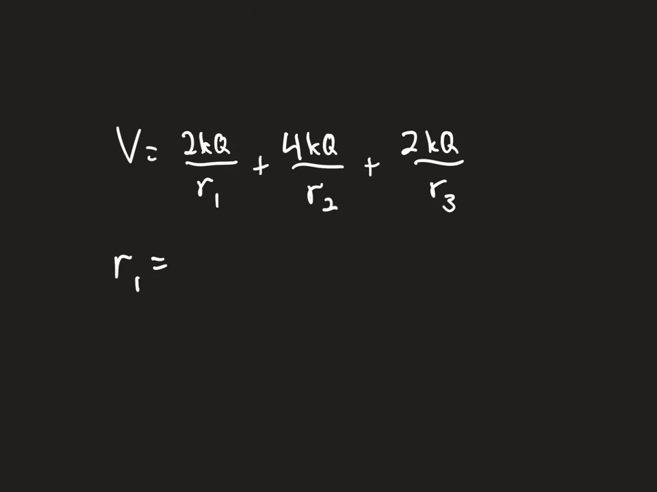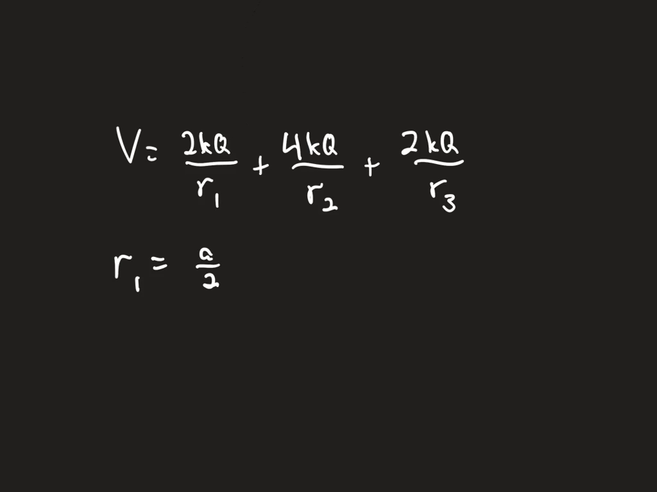What's R1? R1 was from this corner to the middle. How far is that? Here to here. A over 2. Do I have to do squares? Square roots? Am I doing a hypotenuse here? No, I'm just traveling straight along there. So that's just A over 2.